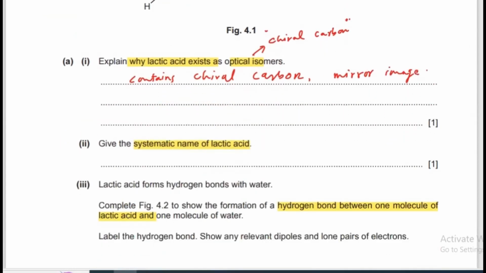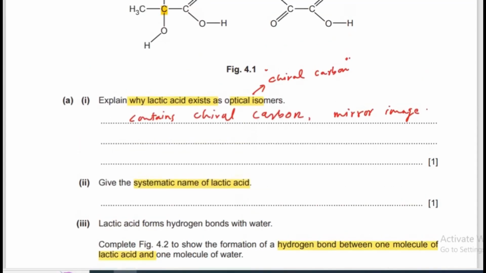Give the systematic name of lactic acid. First of all, select the longest chain. This is propane, and this is a carboxylic acid, so propanoic acid. This is the first carbon and this is the second carbon. So this is hydroxypropanoic acid, but the hydroxy group is present on the second carbon. So that's why it's better to write 2-hydroxypropanoic acid. So this is 2-hydroxypropanoic acid.